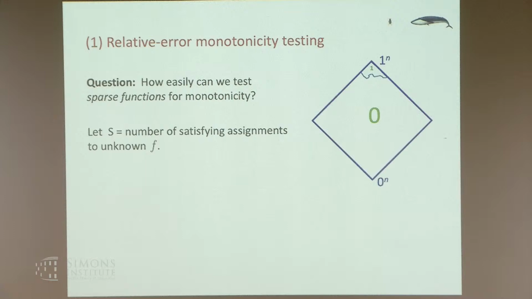Okay, so let me tell you first about relative error monotonicity testing. So the picture to have in mind now is that the function is very sparse. It only has a small number of satisfying assignments. A priori, they might be anywhere in the Boolean cube. In particular, let capital S be the number of satisfying assignments that the function has. Okay, so it's S sparse. You don't need to know S for these results. Can we test it? How many queries do we need to test in this relative error sense?